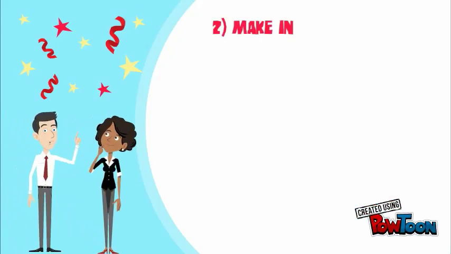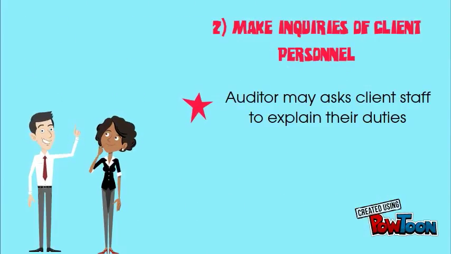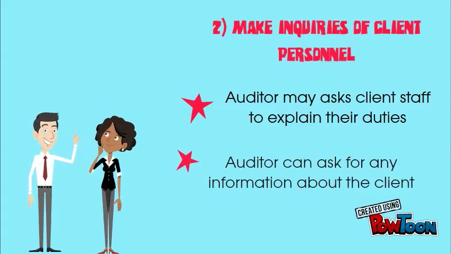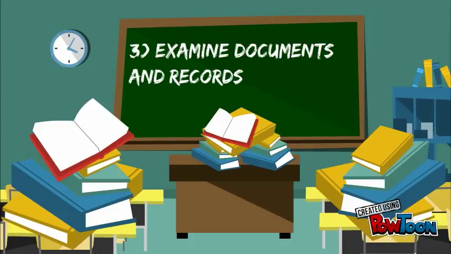Second, make inquiries of client personnel. The auditor may ask client staff to explain their duties and ask for any information about the client business. Third, examine documents and records. By examining completed documents, the auditor can evaluate whether the information described in the flowchart or narrative has been implemented.